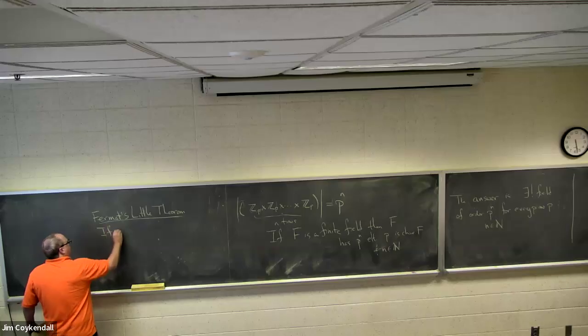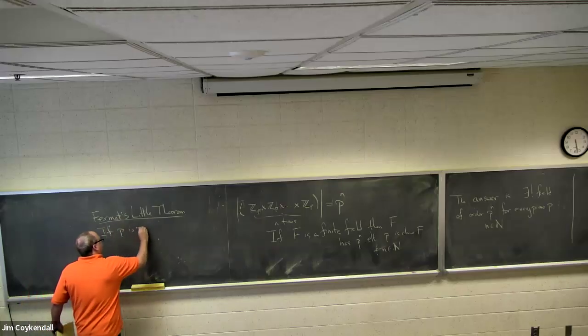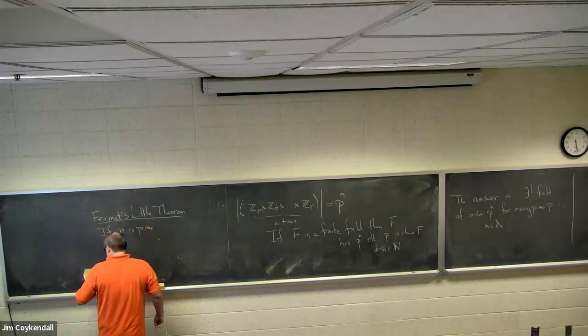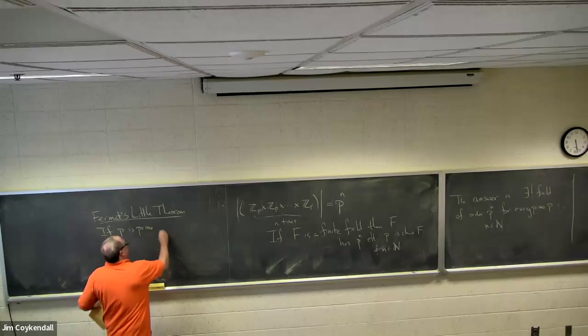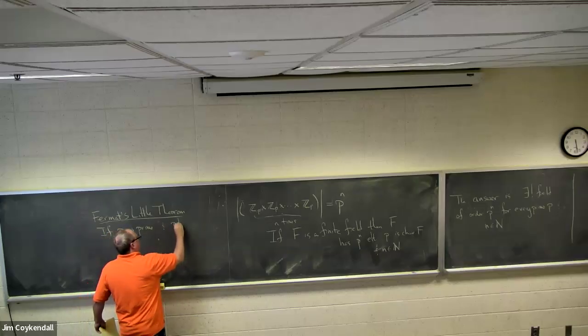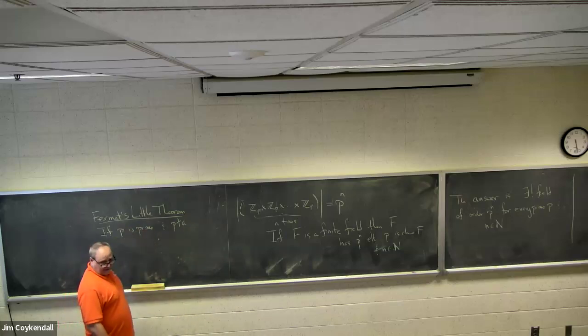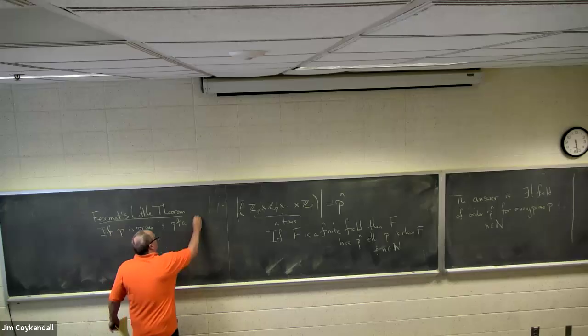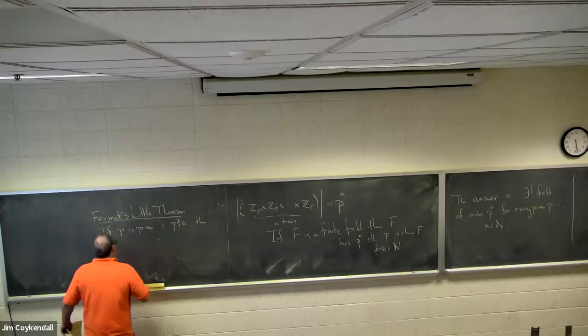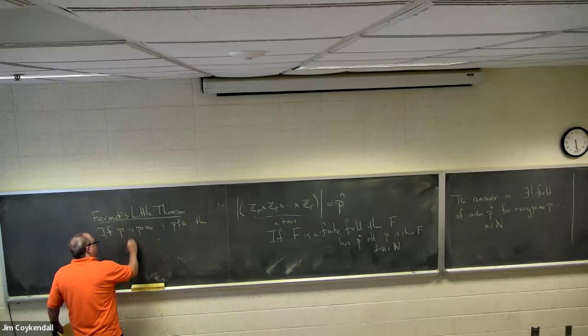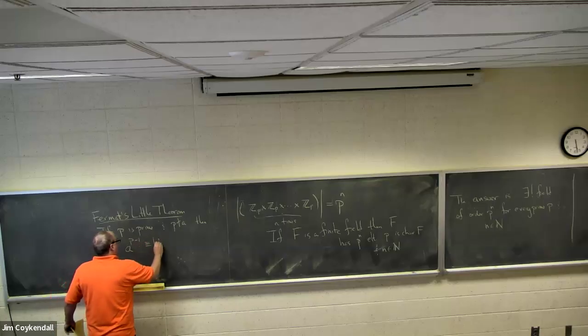If p is prime, and a does not have a factor of p in its prime factorization, then a to the p minus 1 is congruent to 1.